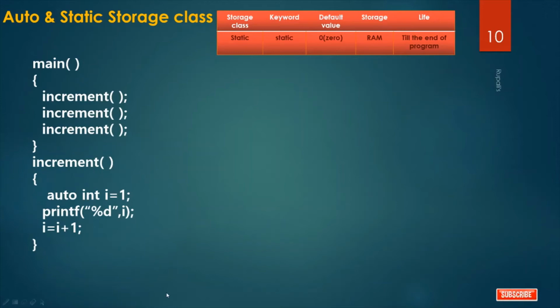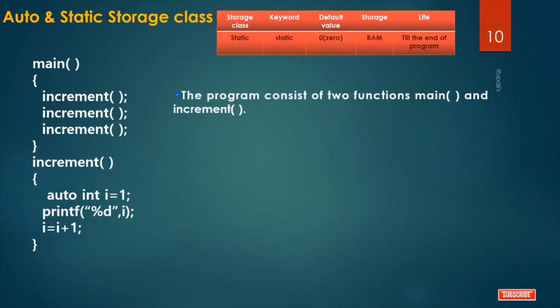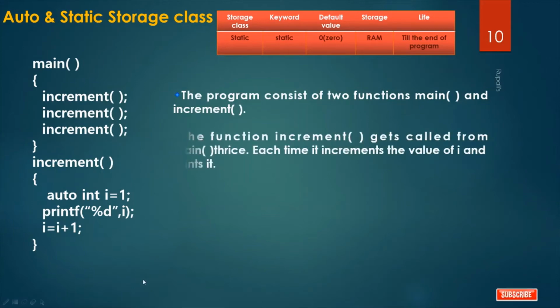See this example. In this example, there are two functions. One is main, another is increment. The function increment gets called from main thrice. Each time it increments the value of I and prints it. So first I is 1, so it prints I and then increases the value of I.